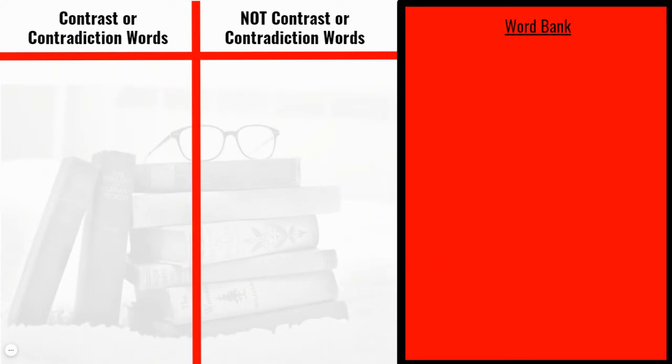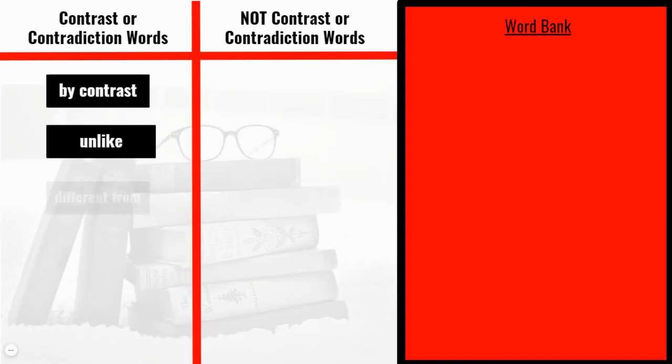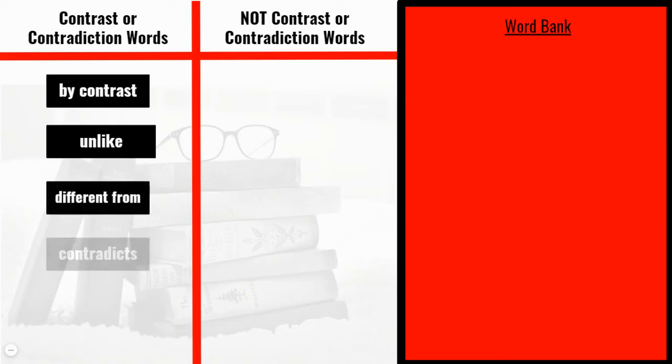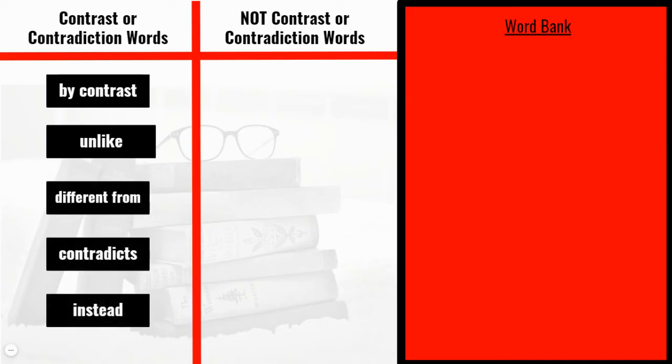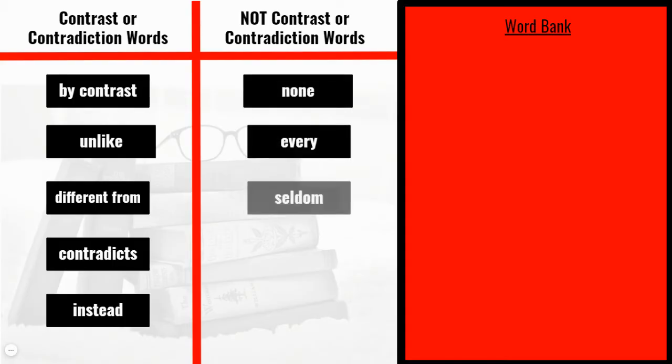Let's review the answers. Be sure to make corrections if needed. In the contrast or contradiction side, you should have the following words: by contrast, unlike, different from, contradicts, and instead. In the other category, words that are not contrast or contradiction words, those are none, every, and seldom. Pause the video and make corrections.